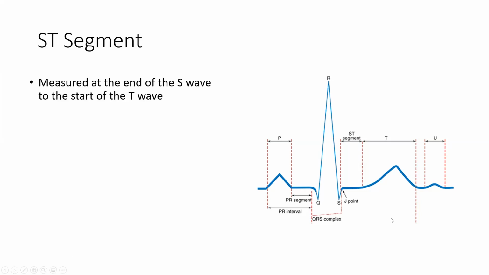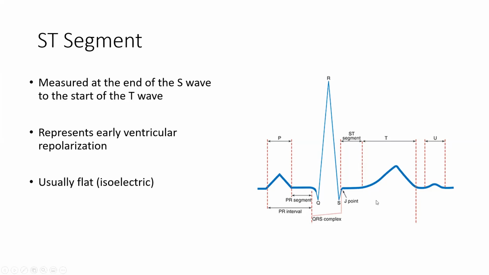Next, we move to the ST segment. That is measured at the end of this S wave of the QRS complex, and it's to the start of the T wave. This represents very early ventricle repolarization. Remember, that's that rest, or returning to a rest and relaxation state. It is usually flat, which is also called isoelectric, same as the PR segment.